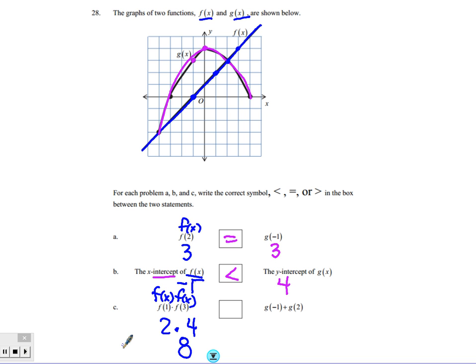That's pretty big. Okay, and on this side I'm supposed to add g of negative 1 and g of 2. Again, g of x. If x is negative 1, g is 3. And here, g of 2, if I go to 2, I'm at 3. 3 plus 3 is 6. Which is bigger? This one's bigger.